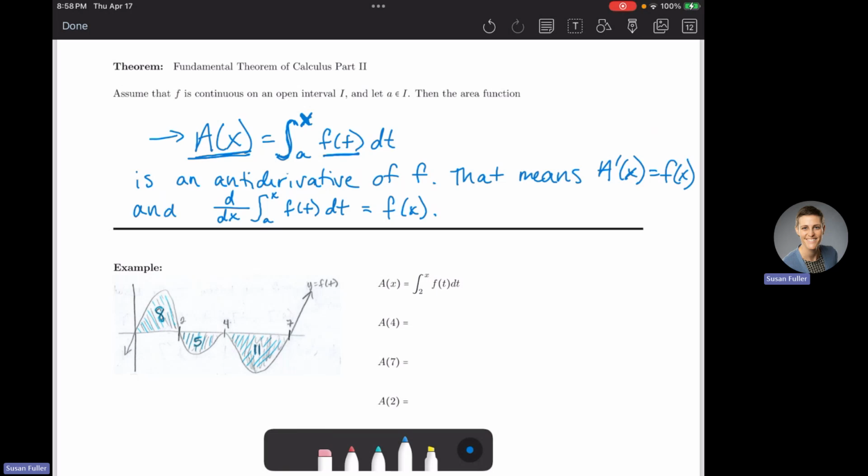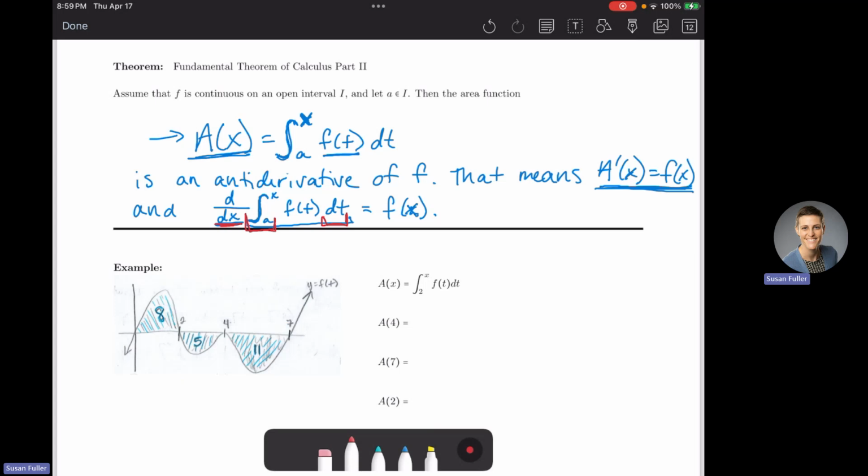And so this area function is an antiderivative of our little f here, and that means that the derivative of our area function gets us back to little f. That's what it means to be an antiderivative. And so because A prime equals little f, what that means is if I take the derivative of this integral, this is our area function, A of x, if I take the derivative of that, I get right back where I started. But what that really solidifies for us is that a derivative and an integral are inverse operations.